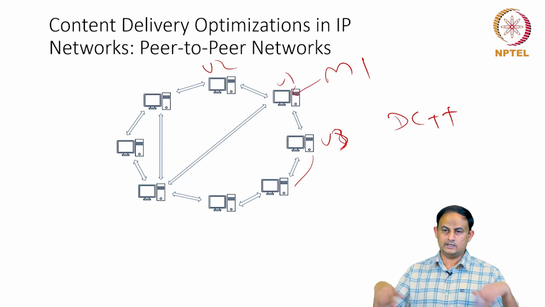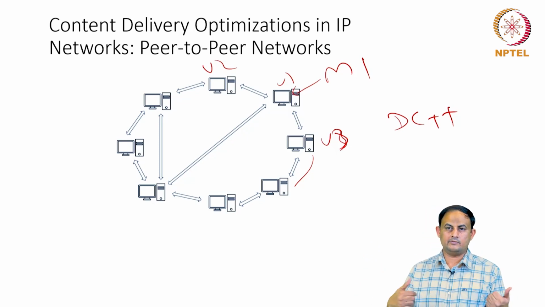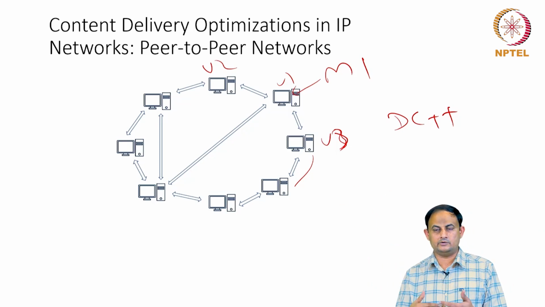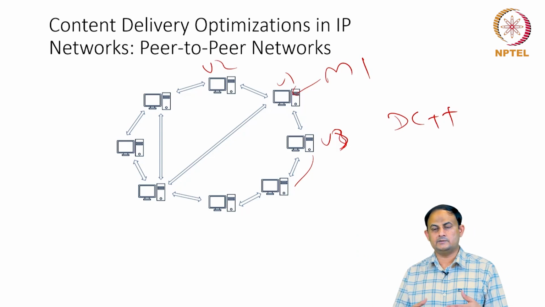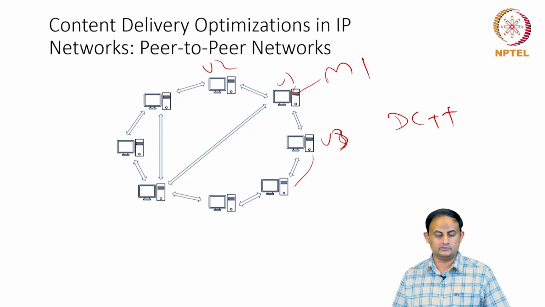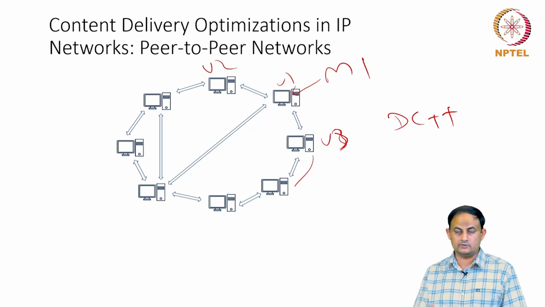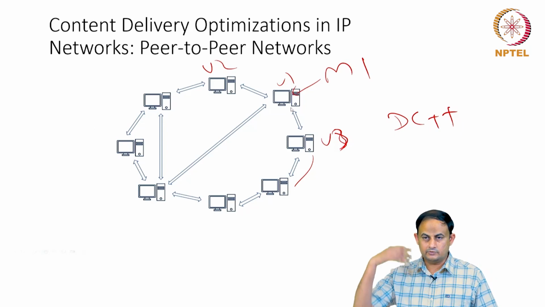If they don't have it, they can point out to their neighbors: okay, I don't have it, but why don't you download from this guy? So they can coordinate among themselves and bring the content to the required place, or the required user can access it from one of the nearest points, whoever is active at this point of time. So this is another way of bringing the content closer to the user without going to the main server.